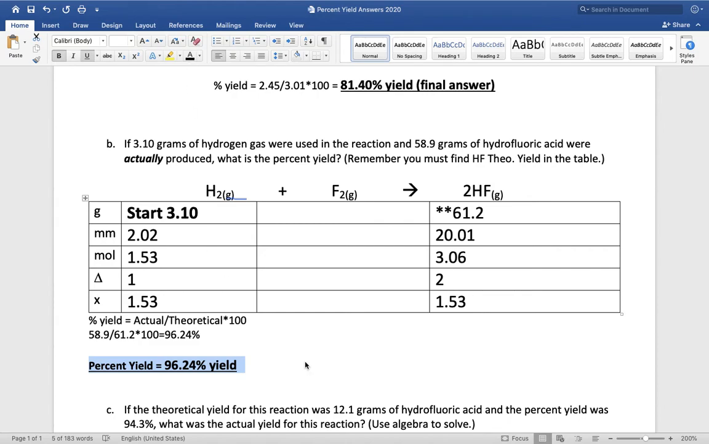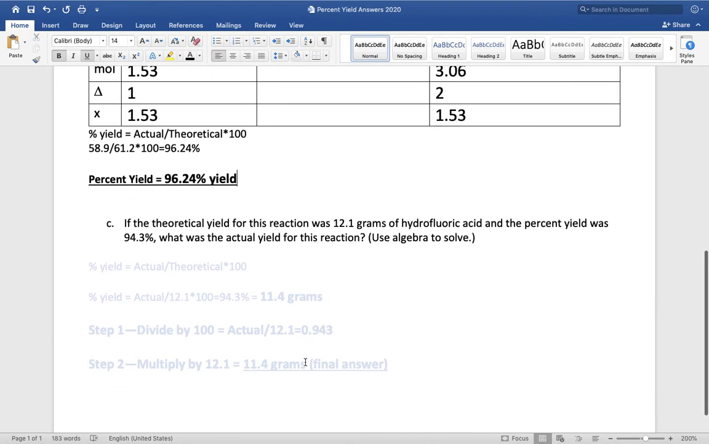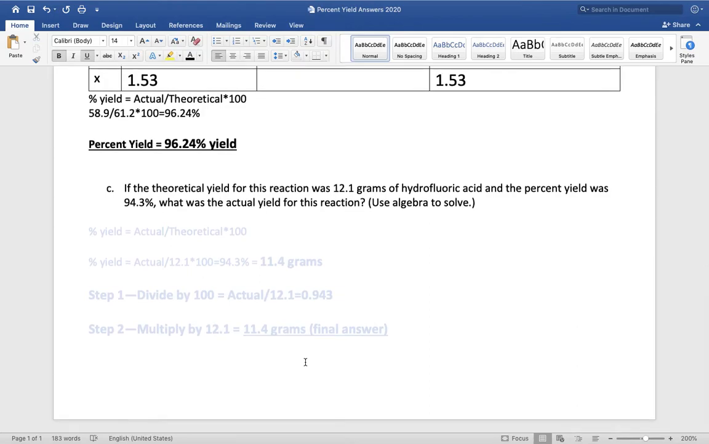The last problem is very much an algebra problem. So if the theoretical yield for this reaction was 12.1 grams and the percent yield was 94.30%, what was the actual yield for this reaction? So you're going to have to use algebra to solve this, which hopefully you're really good at algebra.